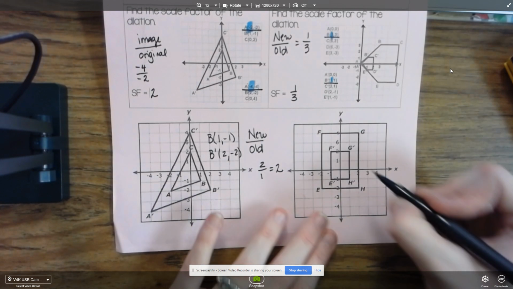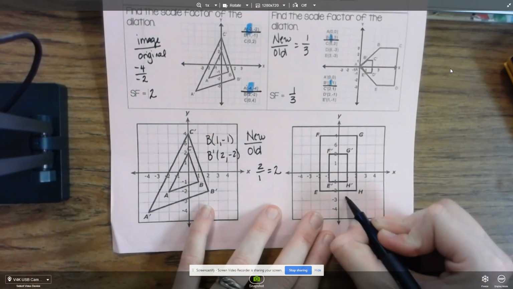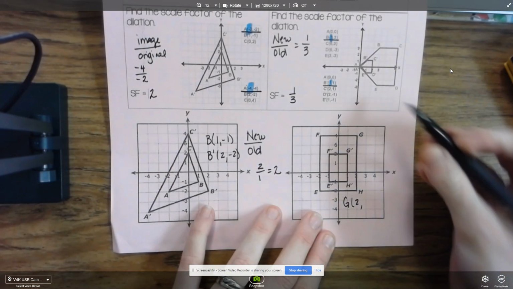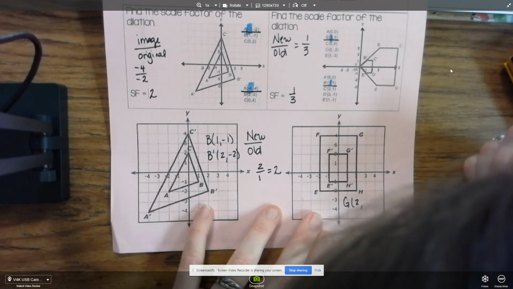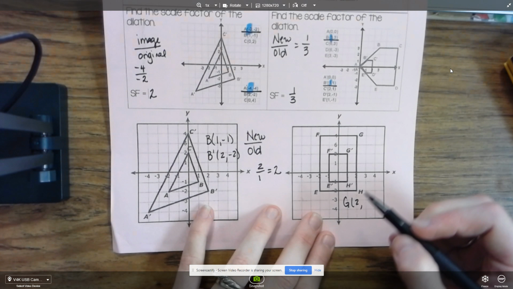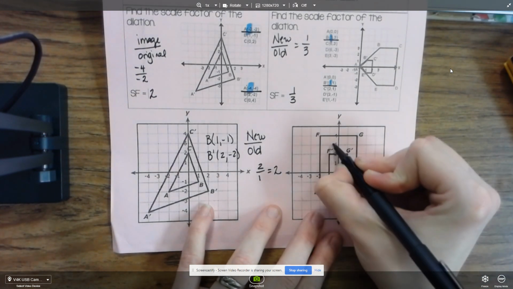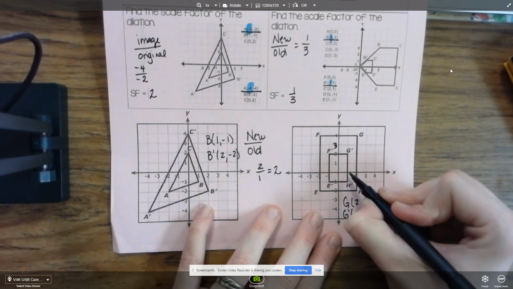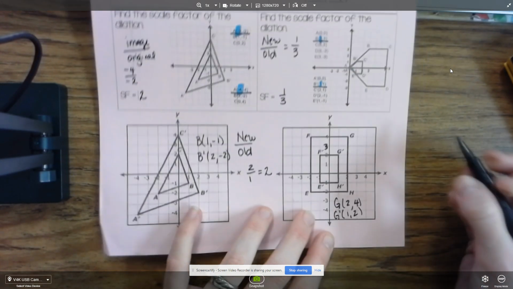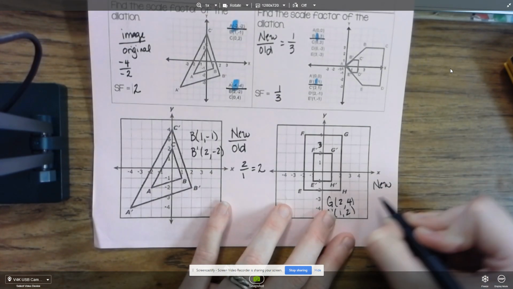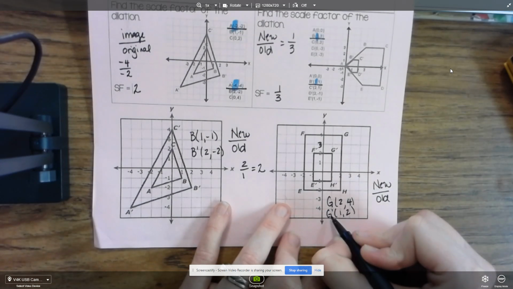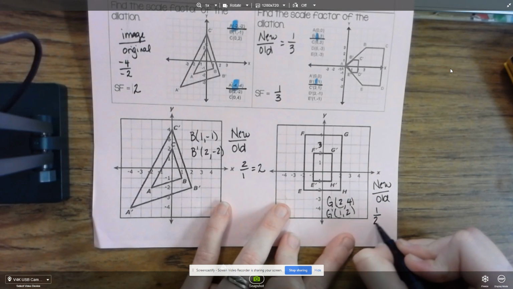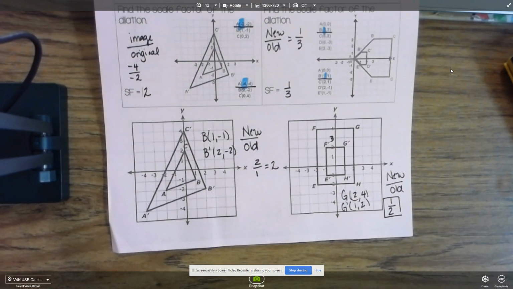All right. And then here, let's do point G. So G is at (2, 4). I'm thinking this one should be a 3. And then G prime is at (1, 2). So new over old. So the prime is always my new. Let's look at the x's. So 1 over 2. And that would be my scale factor there.